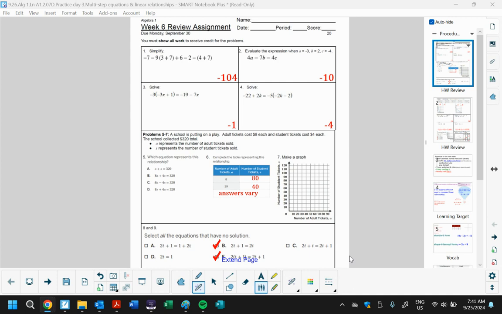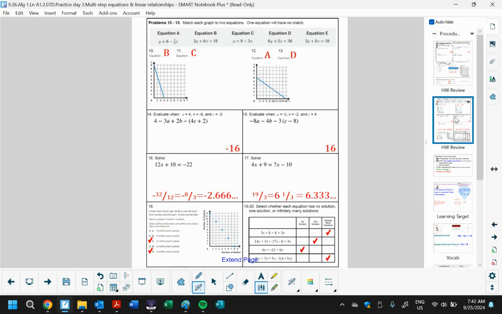First, I'm going to put up some answers from the homework review so you can pause and then go on to the next page when you're ready. Some more answers. Make sure you're ready to turn this assignment in on Monday.